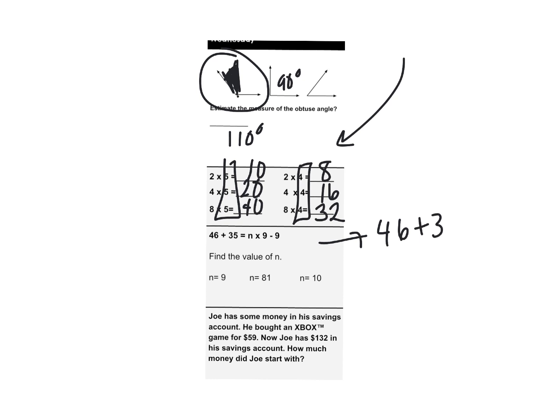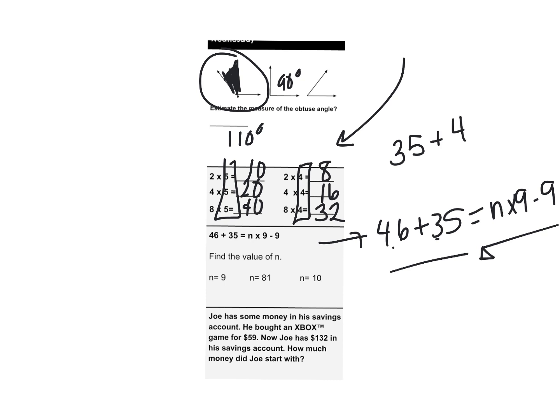46 plus 35 is the same as n times 9 minus 9. So let's see what this side is over here. If I add 35 and 46, and I see that inside of 46 I could split this off into 30 and 16, I'm going to add these two together right here, and I'm going to get 65.